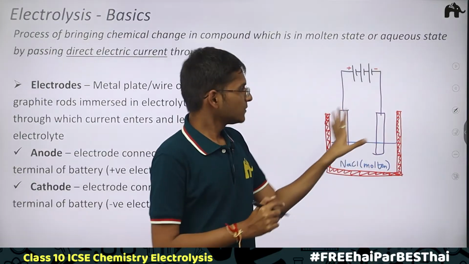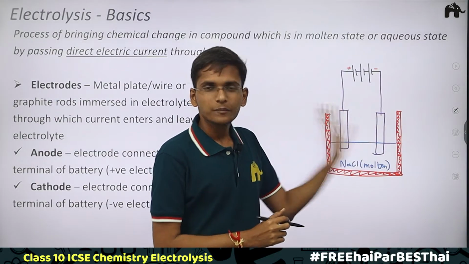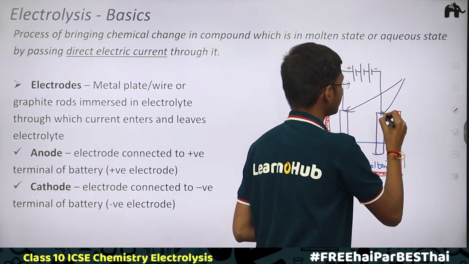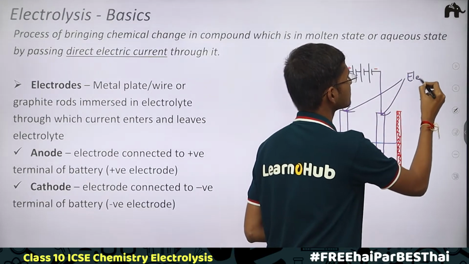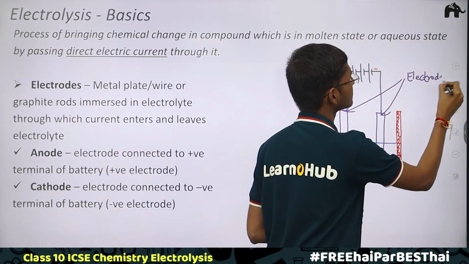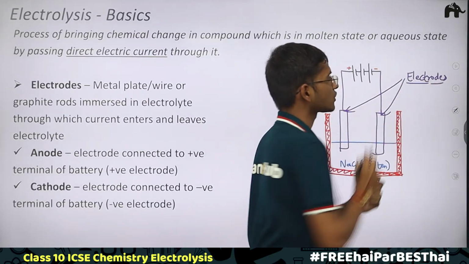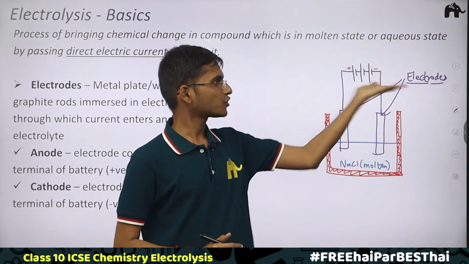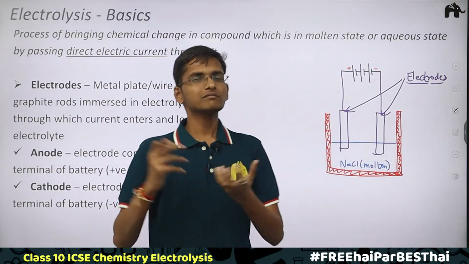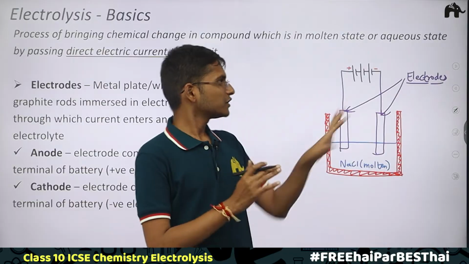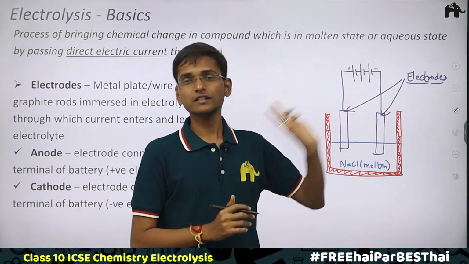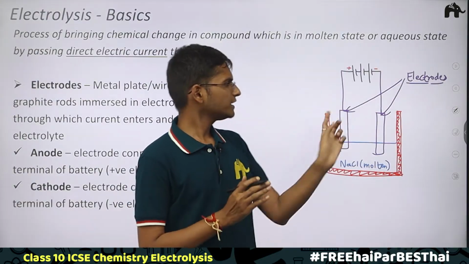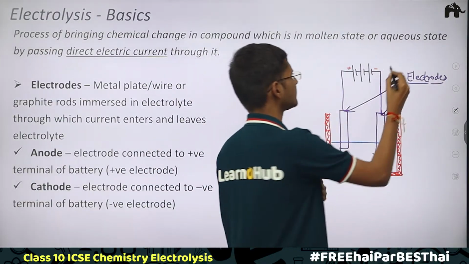Now here these two rods are called electrodes. So see, electrolyte, electrodes. So this was the second most important thing which you have to know in electrolysis. Electrodes. And here in this case I am using graphite electrodes.